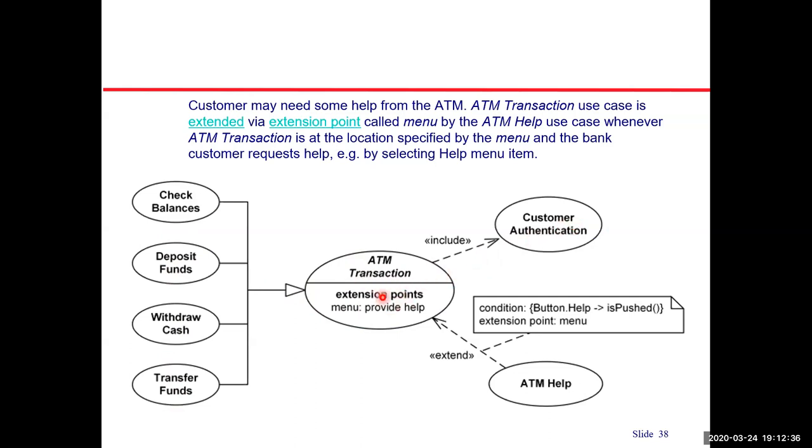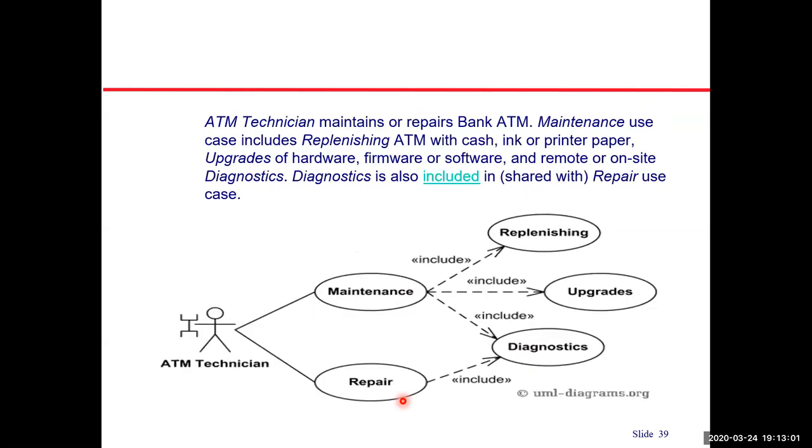And it will give help for the transaction. For any operation the person wants to do, there is a help menu, where the bank customer requests help by selecting the help menu. If anything goes wrong, it will provide help. The ATM technician does maintenance and repair; the maintenance and repair includes diagnostics, and the maintenance also includes replenishing and upgrades.